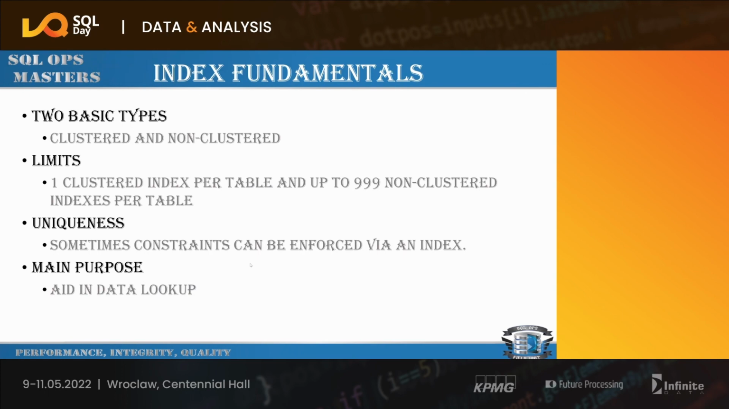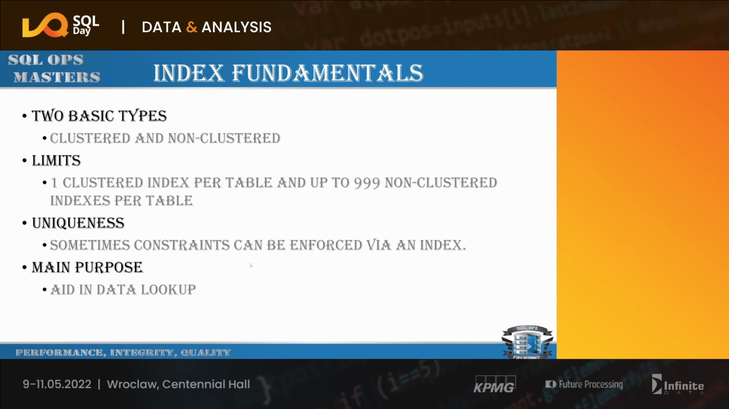Generally, a handful of indexes is sufficient. Sometimes you may need 20 or 30 indexes, but I've never seen a use case where more than 100 indexes is actually useful, let alone required. All right. Indexes can help enforce constraints. In fact, unique constraints and primary keys both create indexes under the covers to help enforce that uniqueness.